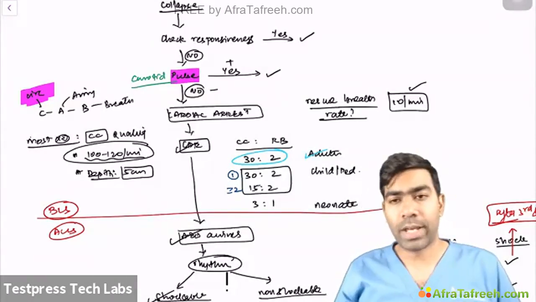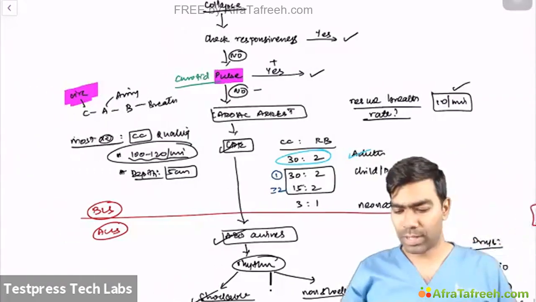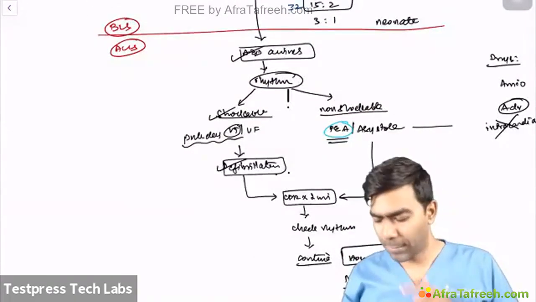Okay, 10 per minute. It should be exactly 10 per minute. That's what you're going to do. This is the rescue breath rate that you are going to follow. Then what else is there?